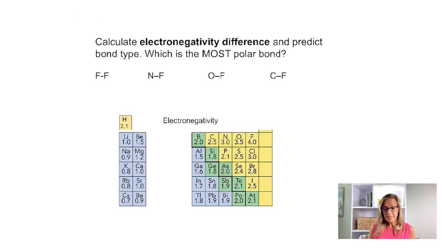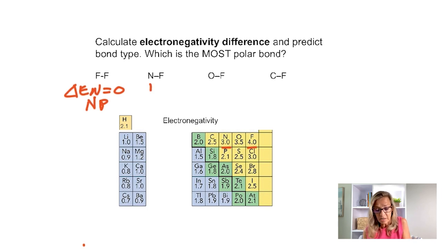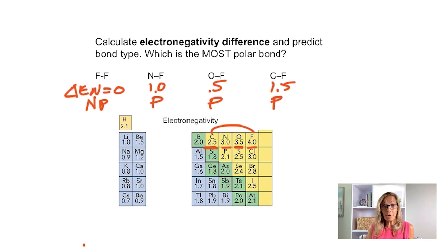Now let's compare the polarity of some bonds. Fluorine, fluorine in a fluorine molecule, that one's really simple. The electronegativity difference would be 0 there, and so that is a nonpolar bond. And then nitrogen and fluorine, the difference there is a 1.0, so that would be polar. And then oxygen fluorine, it's a little bit smaller, it's about a 0.5, still slightly polar. And then carbon and fluorine, remember our electronegativity trend. The difference between these two is 1.5, and so that is a stronger polar bond.